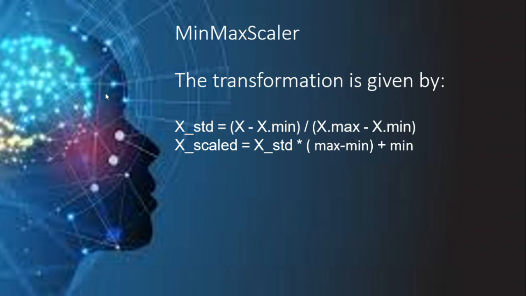Here x is an element of a particular instance. So what the min-max scaler does is that it first subtracts the minimum of x's from x and divides the result by the difference of x's max and min. This intermediate result is now multiplied by the range, that is max minus min, and then the min is added. Min and max are nothing but feature ranges.